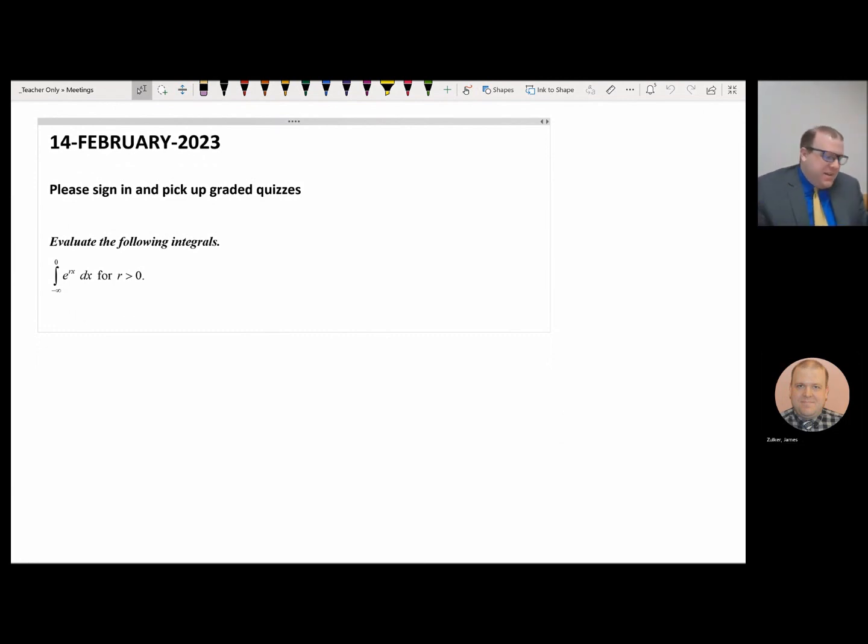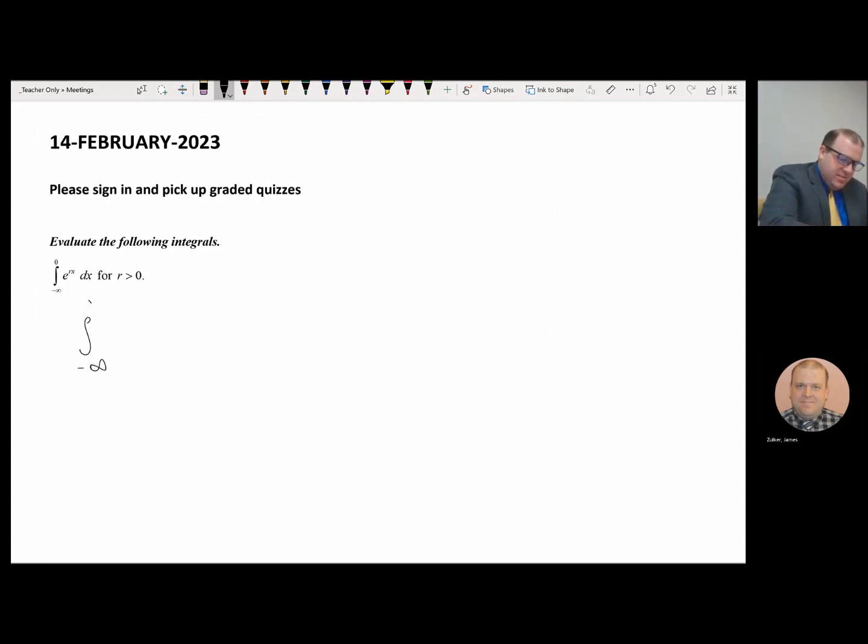Right, so integrating from negative infinity to 0 of e to the rx dx, where r is positive. Since we have an infinite interval, this is clearly improper. It's a type 1.